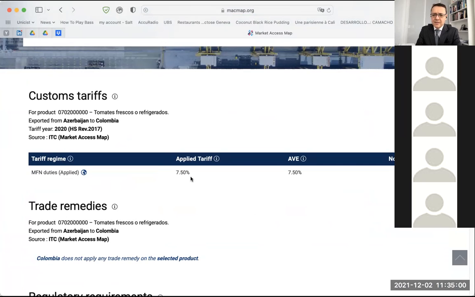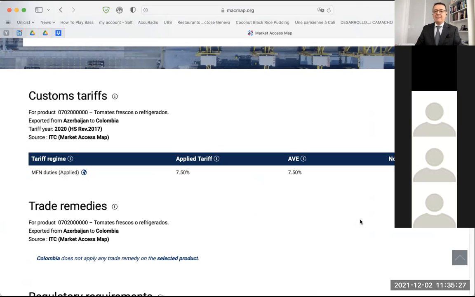Do you know what MFN stands for? Who can tell me what MFN stands for? Actually, I don't know exactly, but I think market founding, something like that. I don't know exactly that, but.